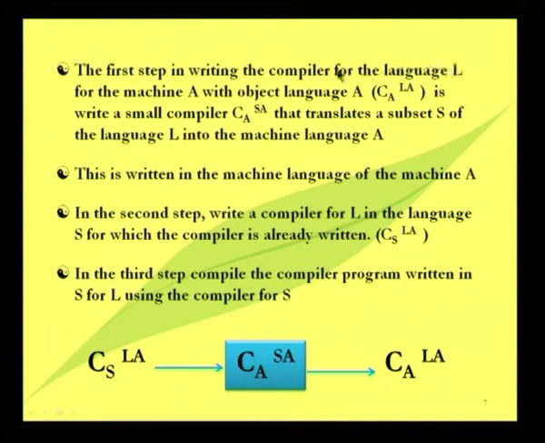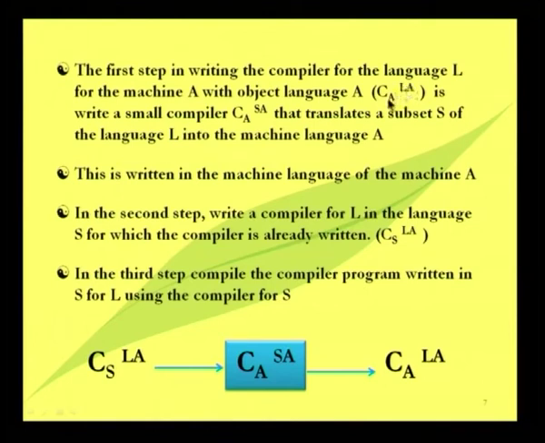So, we will select an object language and try to construct a small compiler for a subset of the entire language. The subset of the L language will be called S, and for that subset we will write the compiler in the machine language of the machine itself. We wanted to have a compiler for L for the machine A, with the object language A. That is, we are translating L to A, and the compiler is written in A.